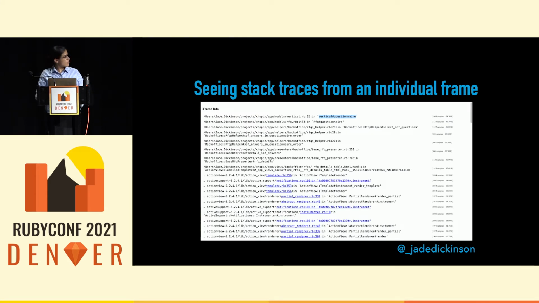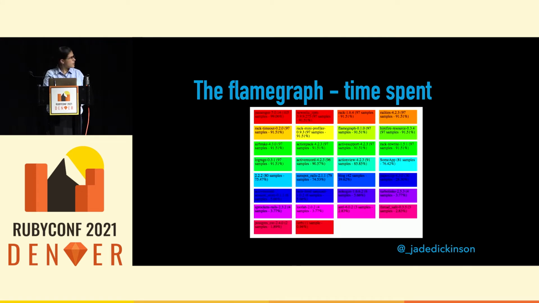You can also click on the flame graph to see the stack trace from an individual frame, so you can see all the code being called. Another thing you get is a table showing you the percentage of time spent in each gem. And if there's too much, then look at it.